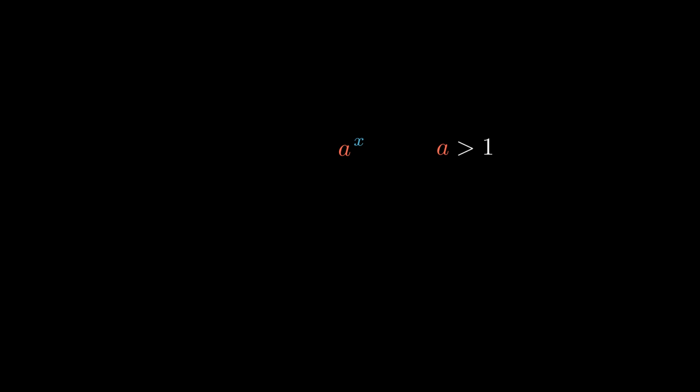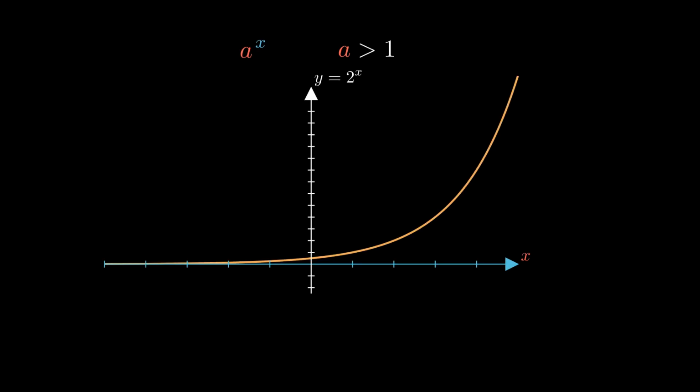You can test some different numbers. What happens if you have 2 to the 5? And what happens if you have 1 half to the 5th? Use a calculator if you need to. Let's go ahead and take a look at the graph when the base is greater than 1.